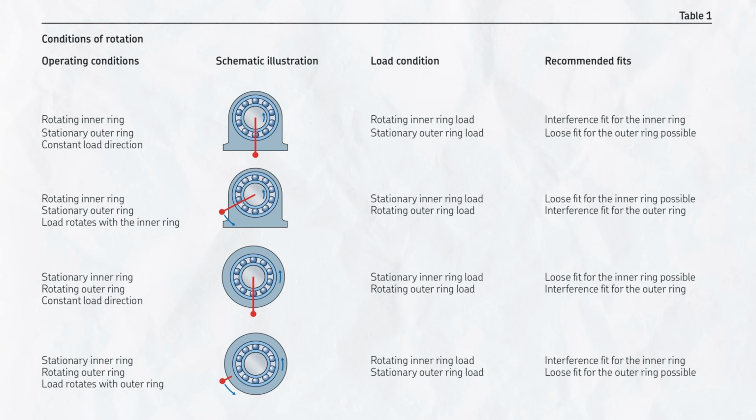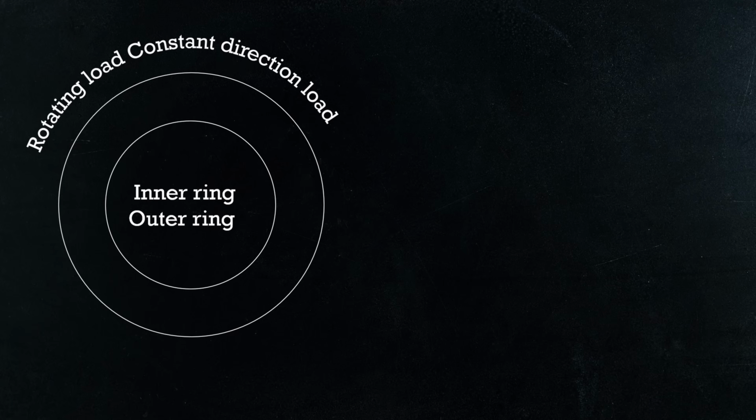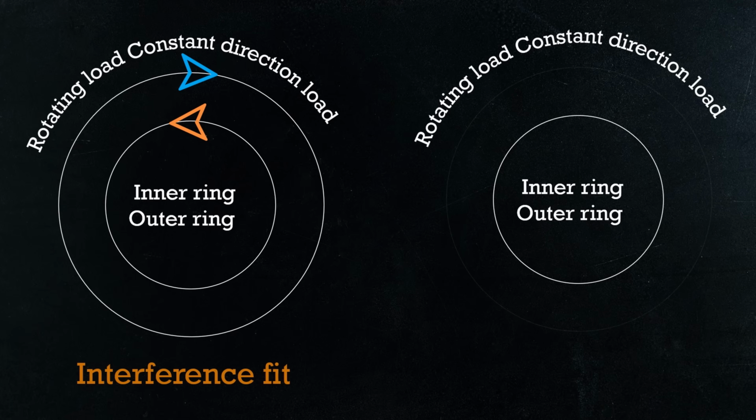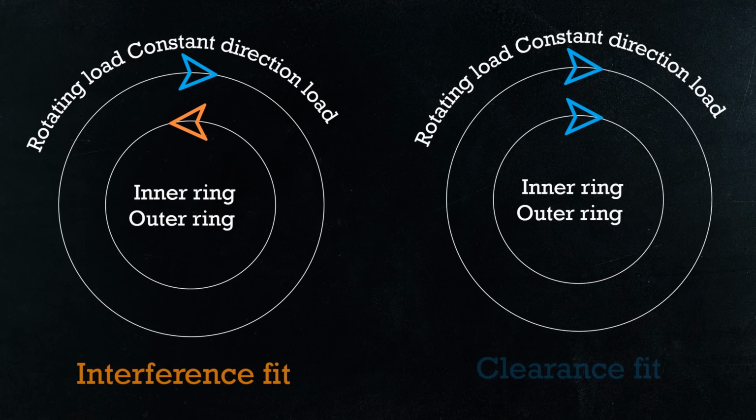And the recommendation is that the bearing ring which has a relative motion with the direction of the load must be interference fit. Meaning there will be a higher chance of slip, whether the direction of load is constant or rotating. And the bearing ring which does not have a relative motion with the direction of load has to be a slide fit, meaning there will be less chance of slip.